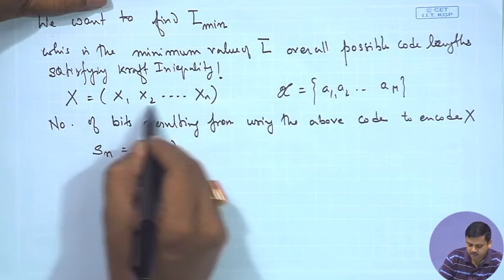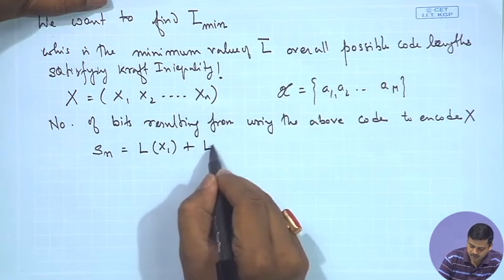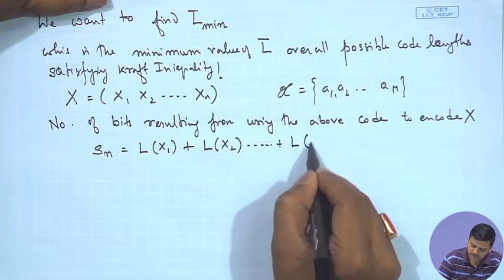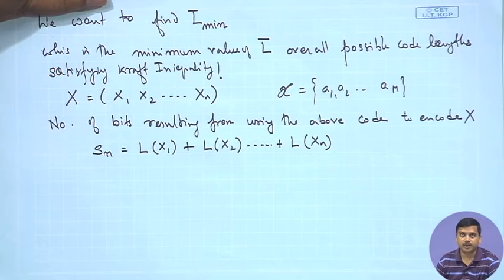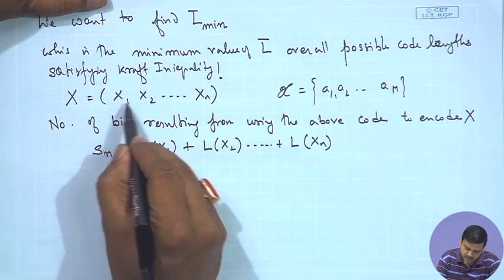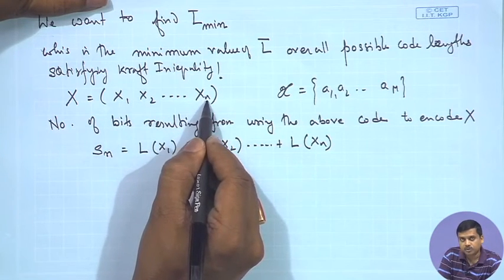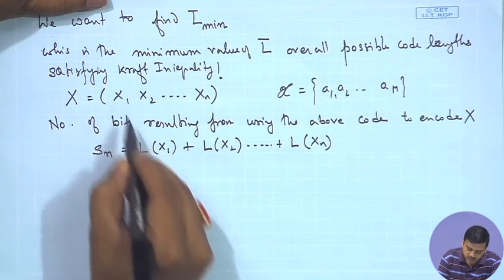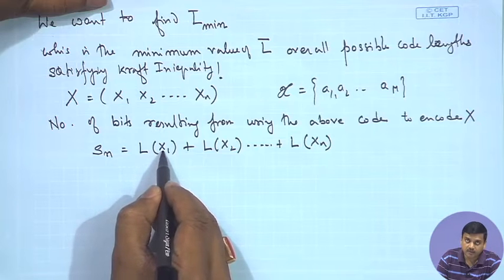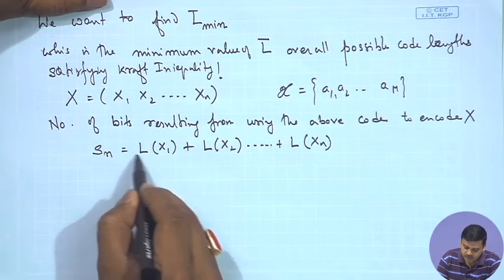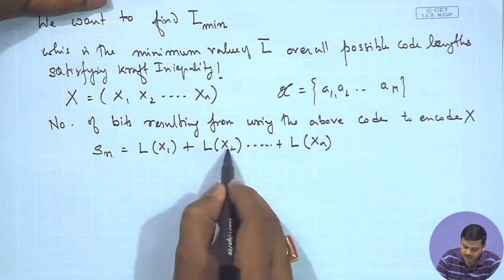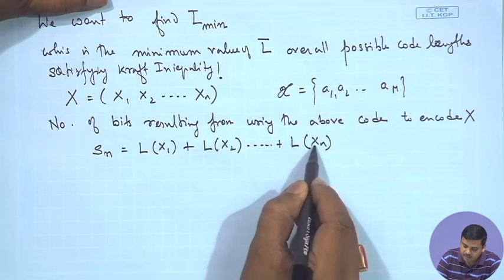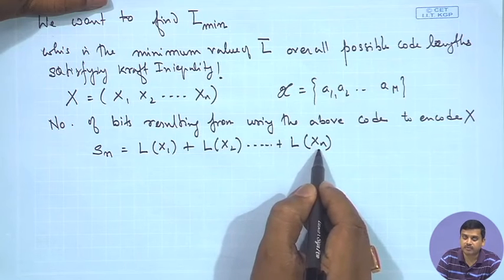So, I have this long sequence: the length of x 1, plus the length of x 2, up to plus the length of x n. Look at this, what I have done is I have taken x 1, x 2, x 3, up to x n as a long sequence. So, x 1 will have a length L of x 1, because this is a random variable. That is why I have taken L of x 1. L of x 2 will be the number of bits required to encode x 2, and L of x n will be the number of bits required to represent x n.